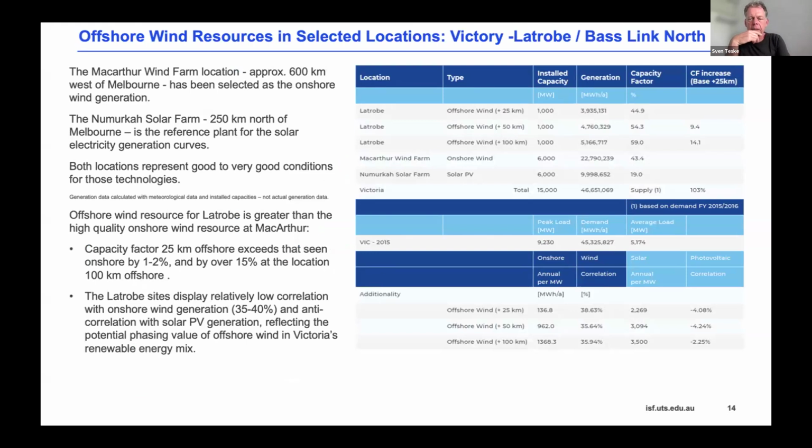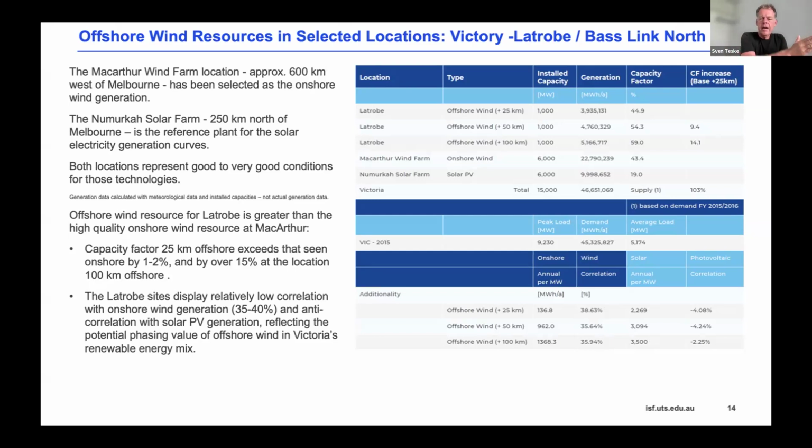And I have to run you through that table. So in the Latrobe Valley, we estimate that we have about 1,000 megawatts within a 25-kilometer range of the coastline. We have an additional 1,000 megawatts further out until 50 kilometers, and another 1,000 megawatts in the third step, up to 100 kilometers. And then we calculated the potential electricity generation with the meteorological data we have.